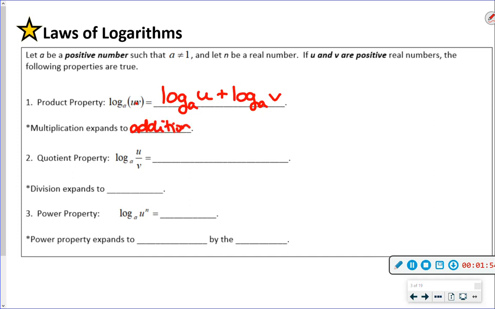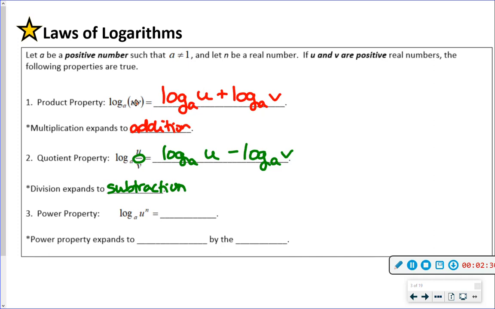Now, once you know that one, you really know the quotient property. Because if product goes to addition, quotient, we're going to use fraction bar, quotient is going to expand to, what do you think? What's your guess? Subtraction, Owen for the win. Avery would be so proud. So log base A of the numerator, which is U in this case, minus log base A of the denominator. Now, power property, the last one. That's a very sloppy subtraction, that's an N there.